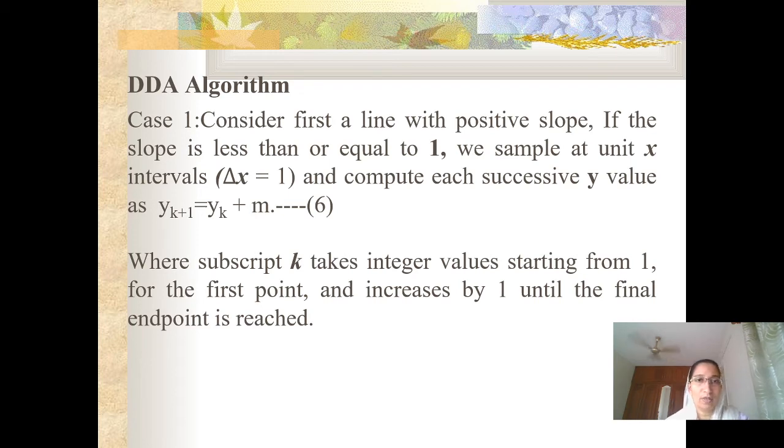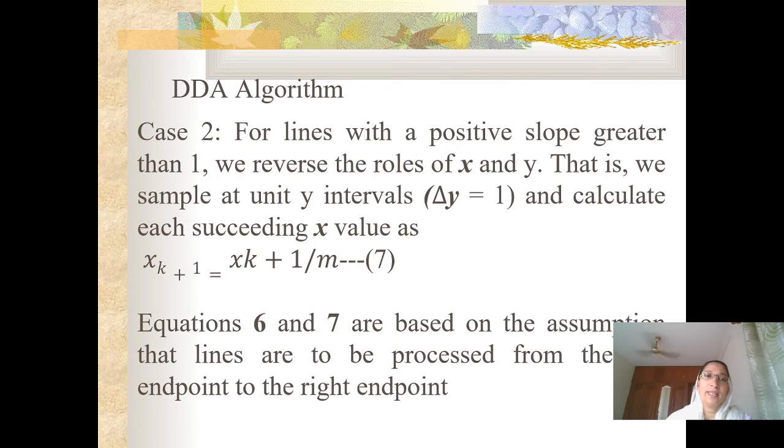DDA algorithm case 1: a line with positive slope. If the slope is less than or equal to 1, we sample at unit x intervals, that is, delta x is taken as 1. The corresponding y value is calculated as y k plus 1 is equal to the previous y value plus m. That is equation number 6. Here, k takes integer values starting from 1 for the first point and increases by 1 until the final endpoint is reached.